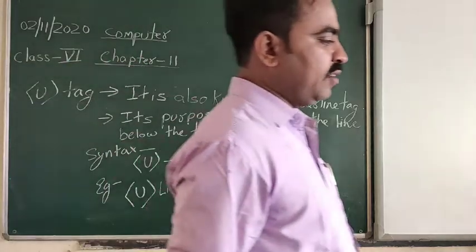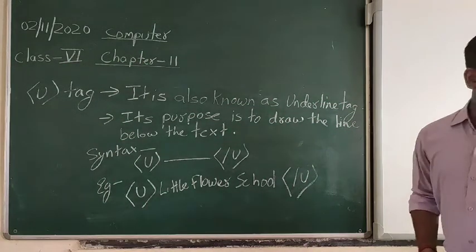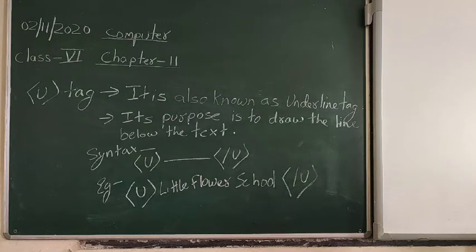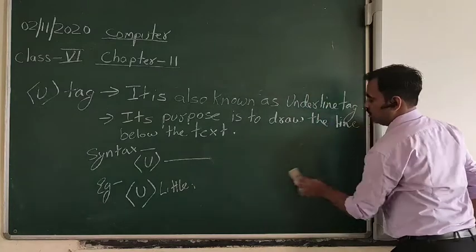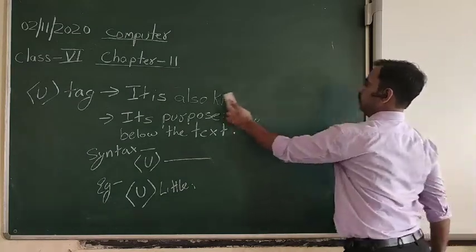So this is the way in which you can use the bold, italic and underline tags in your document. Okay. Now the sub tag and the super tag. The sub tag and the super tag.